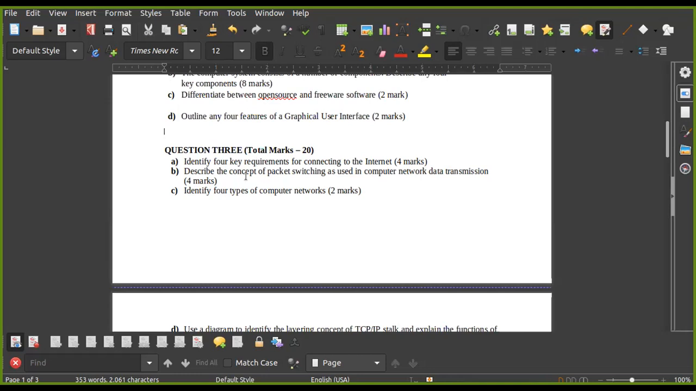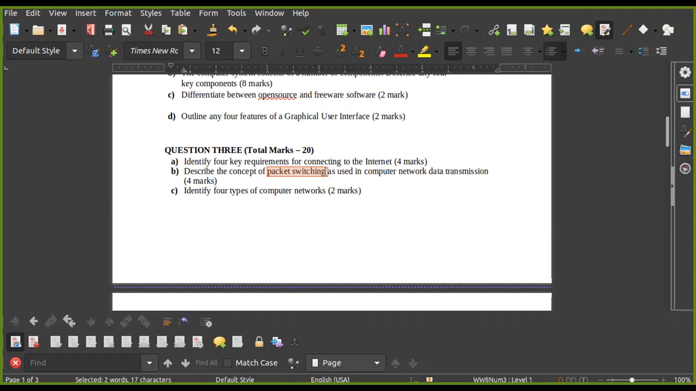Describe the concept of packet switching as used in computer network data transmission. Yeah, packet switching simply means that when data is traveling, like if I send email to you, that email is segmented, okay, is divided into portions. And then those portions are sent via the network to your destination. Now, the real gist is that they use different routes to arrive to your destination, okay?